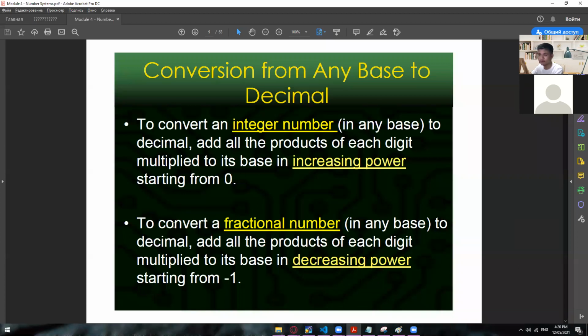And to convert a fractional number in any base to decimal, add all the products of each digit multiplied to its base in decreasing power starting from -1. So here are some tips that I can give to you guys. When I say integer, we're talking about whole numbers.